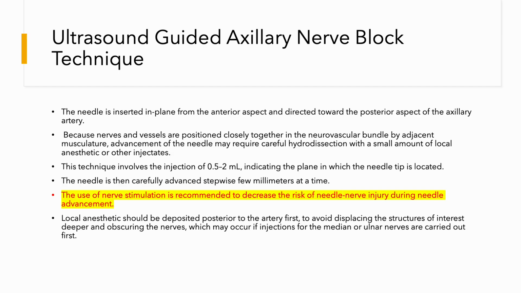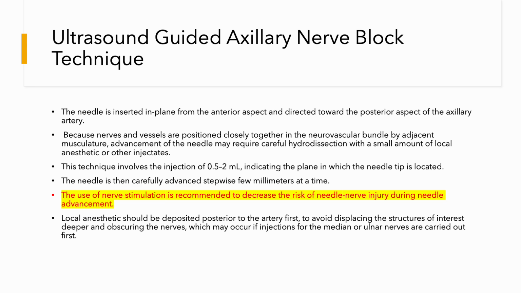Okay. Then the needle is going to be inserted using an in-plane technique from the anterior aspect and directed towards the posterior aspect of the axillary artery. All right, because those nerves and vessels are positioned closely together in the neurovascular bundle by adjacent musculature, the advancement of the needle may require careful hydrodissection with a small amount of local anesthetic or other injectates. Okay. Usually we're going to inject 1/2 to 2 mLs to help indicate what plane the needle tip is located in, and then the needle is carefully advanced stepwise a few millimeters at a time.